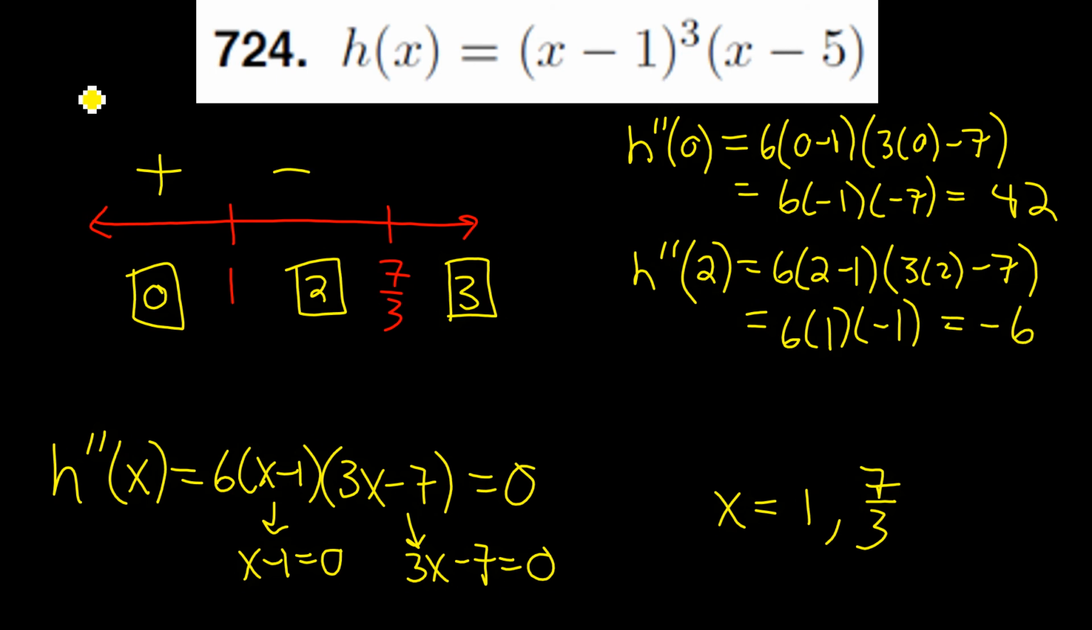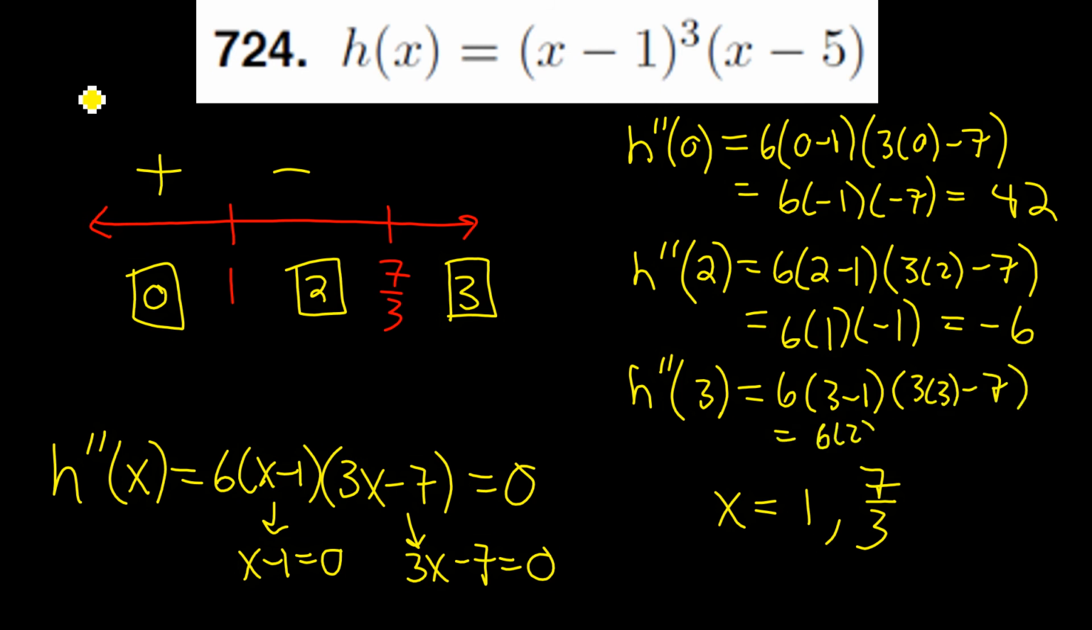And then lastly, we've got h double prime of 3. This should be positive again, so we get 6 times 3 minus 1 times 3 times 3 minus 7. And that's going to give us 6 times 2 times 2, which should be 24. So it's positive. So this tells me some more information. So I'm going to copy this over. So we've got 1 and 7/3 are these possible points. These are inflection points.